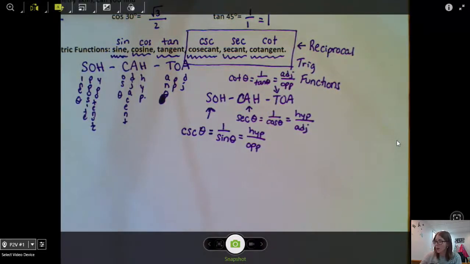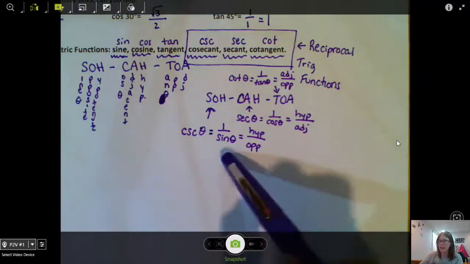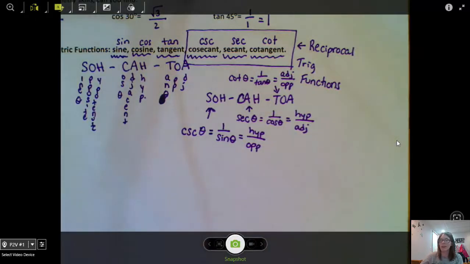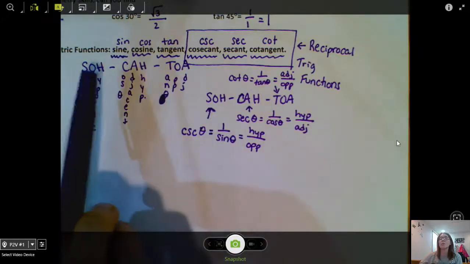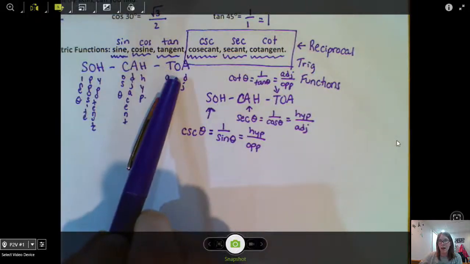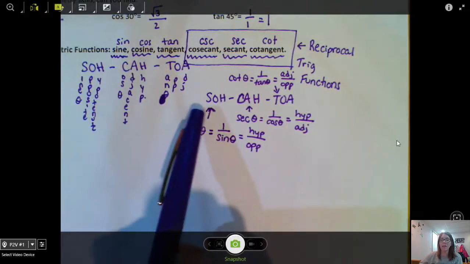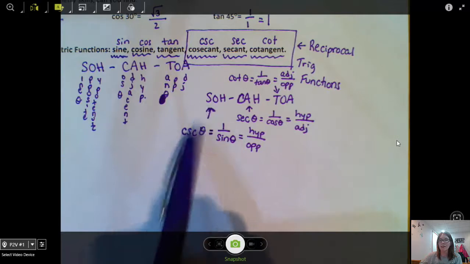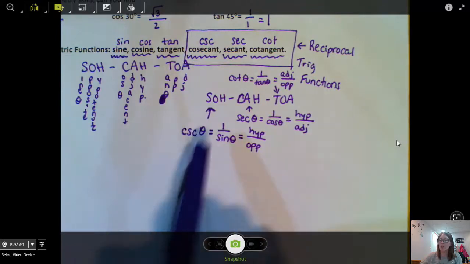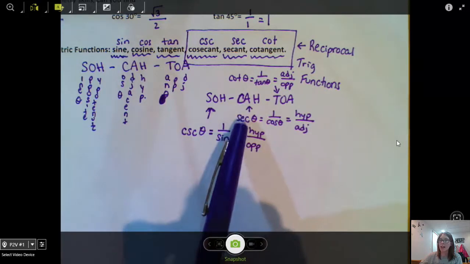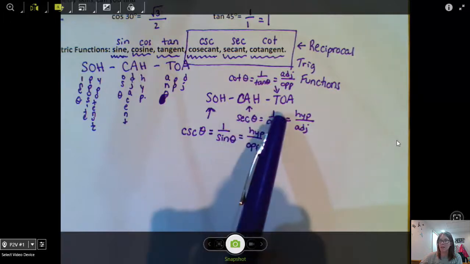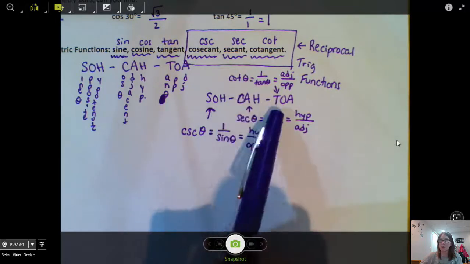Now, you could try to memorize cosecant is hypotenuse over opposite. Chances are you're not going to remember it. You just flat out memorize. Really, what you want to think instead, think SOHCAHTOA and remember that sine and cosecant are paired together. Cosine and secant are paired. Tangent and cotangent are paired.